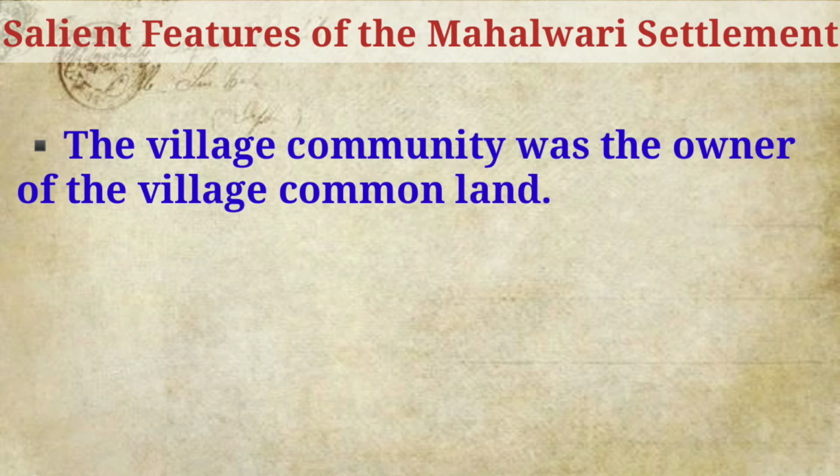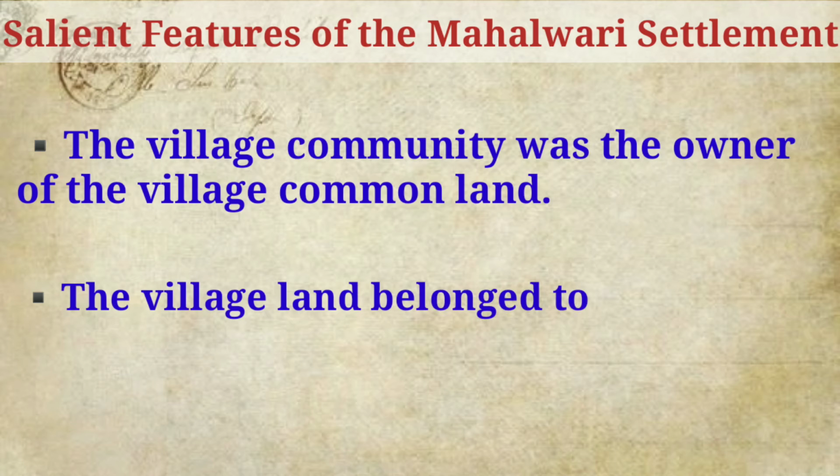Third feature, the village community was the owner of the village common land. So under this system, the entire land of the village was common to all the village people or to the village community, and hence the entire community was the owner of the land. Is it clear?